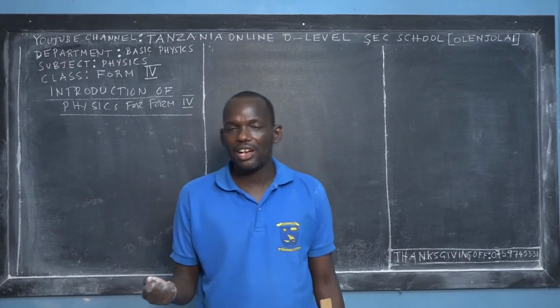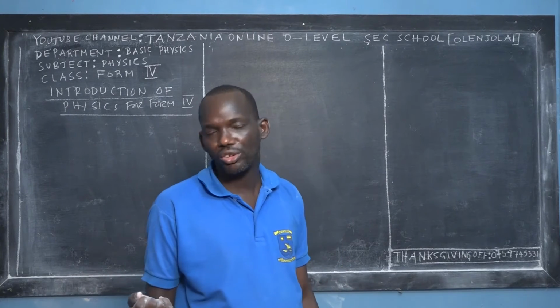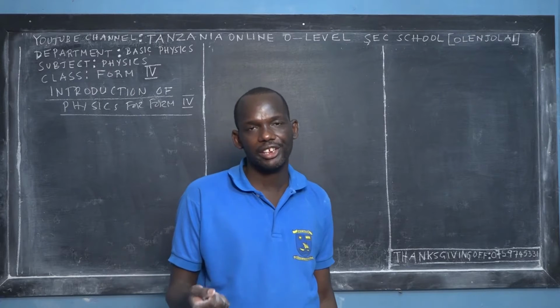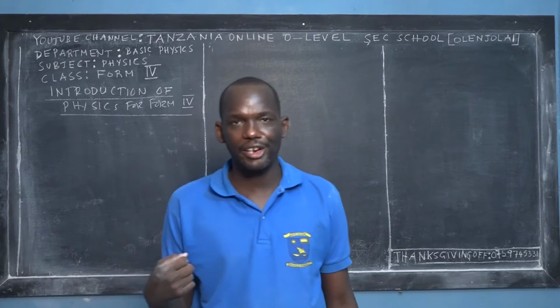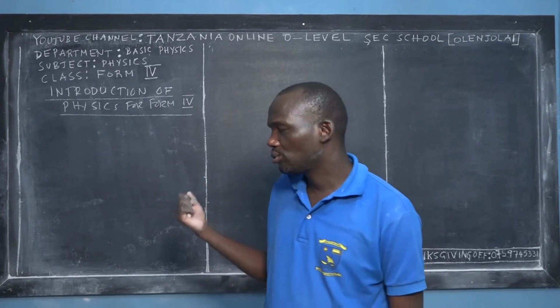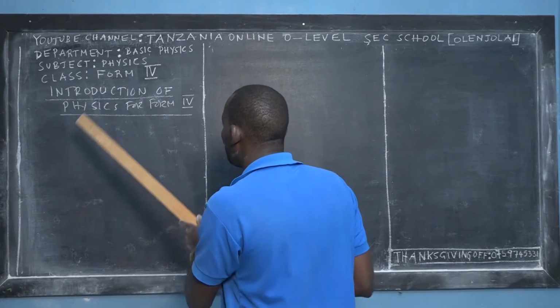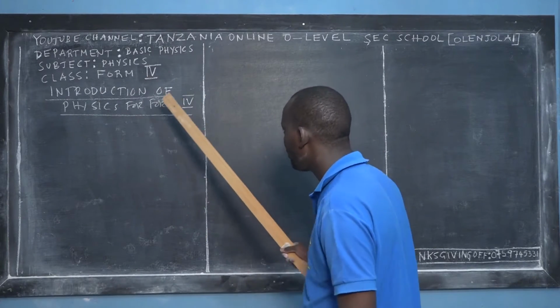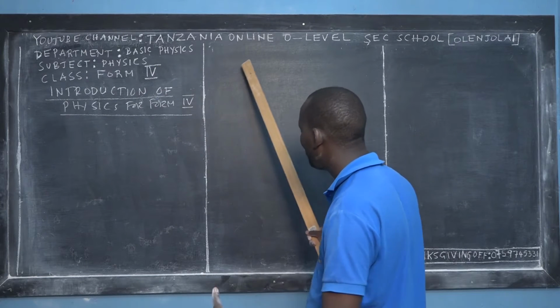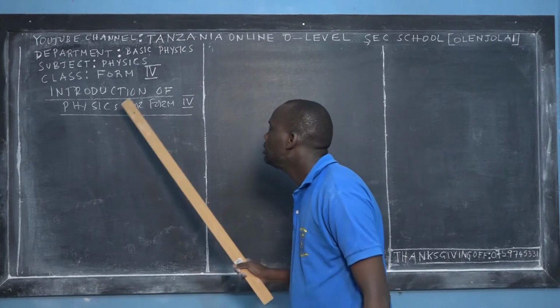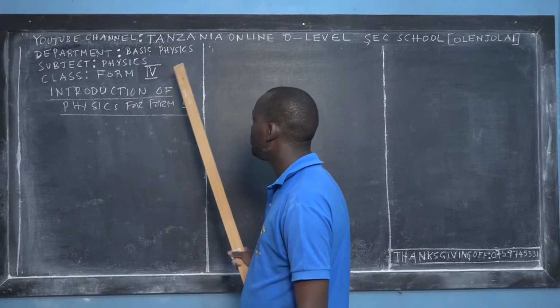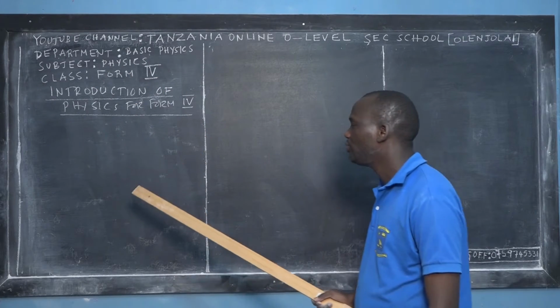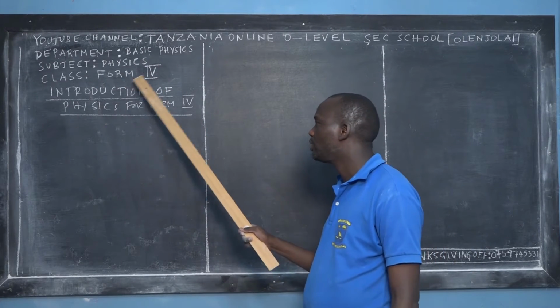So, if now you have taken into consideration the piece of information that I gave you, I'm ready now to take you into today's session. Okay, so the department where we are today, or we are teaching you from, is the department of basic physics. Remember that this course is online. We don't have a physical school. So basic physics, and the subject is physics, and this material is for the class of Form 4.